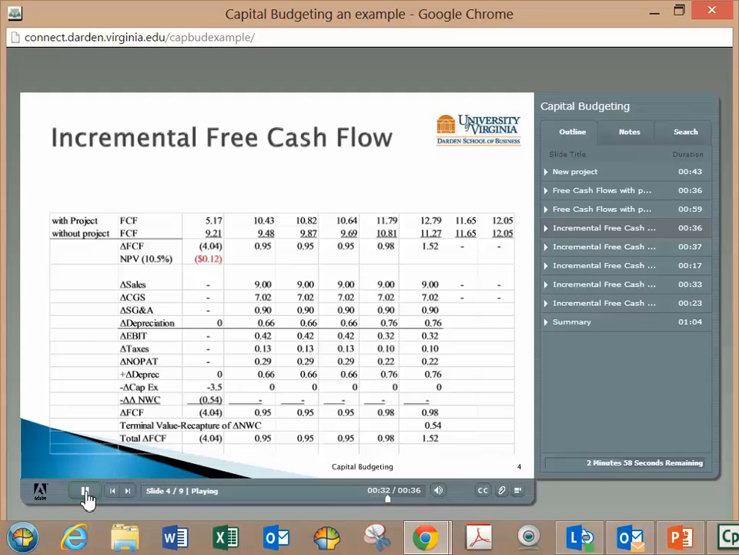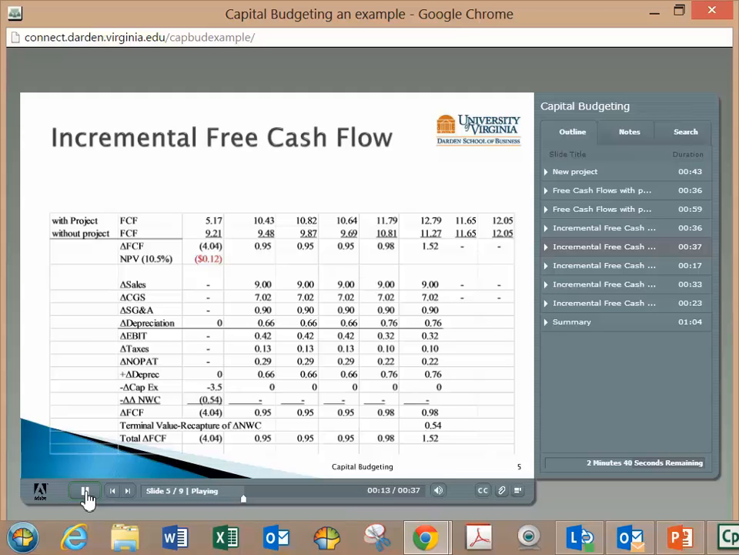Now, most of the time we will not go through the process of estimating the free cash flows for the whole firm with or without a project. It tends to be a very cumbersome process. As such, the more typical approach is to examine each item on an incremental basis. In order to do this, we need to think about how each item changes because of the new project.